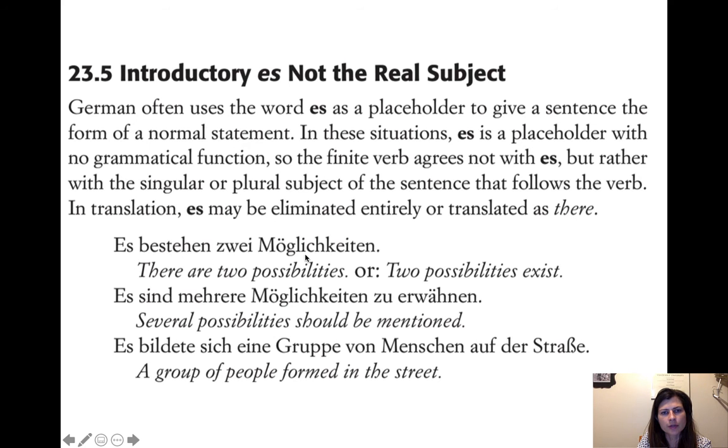Es bestehen zwei Möglichkeiten. There are two possibilities. Bestehen means so many things. If you look up bestehen in the dictionary, in this case it means they exist, they are. Bestehen can mean a lot of different things, but it's like two possibilities exist. It's really weird to try to do it one-to-one in English. So it exists two possibilities, which is not right. So there are two possibilities, or two possibilities exist.